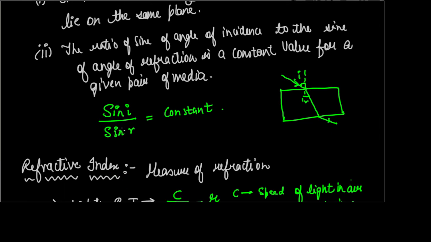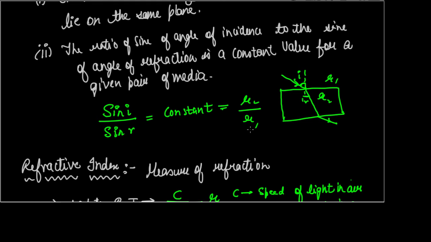So for example, I'll explain it properly. We saw this, right? Sin i by sin r is equal to a constant value. This constant value is nothing but the refractive index of medium 2 with respect to 1, so this is some mu2 and this is some mu1. So it is mu2 by mu1.